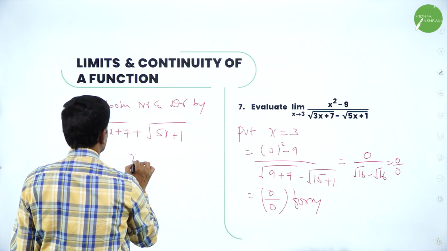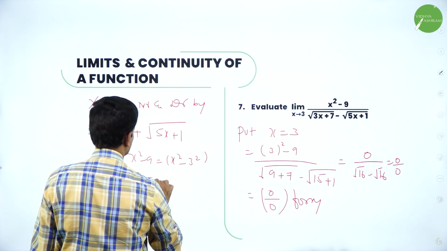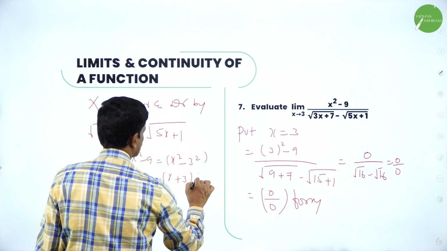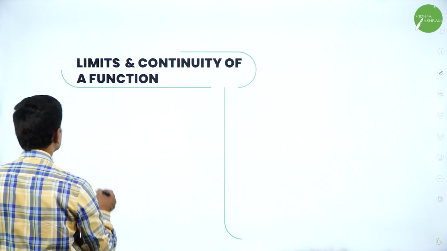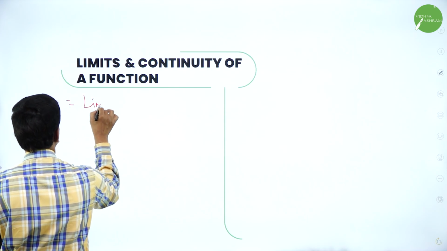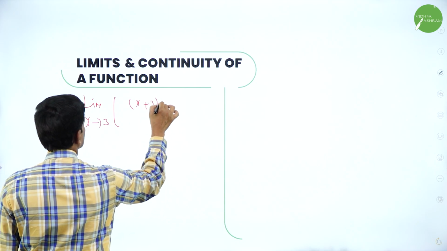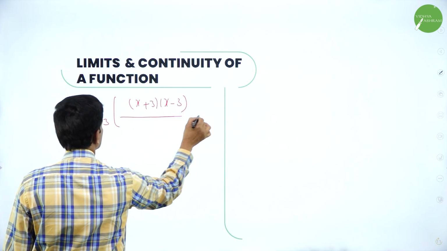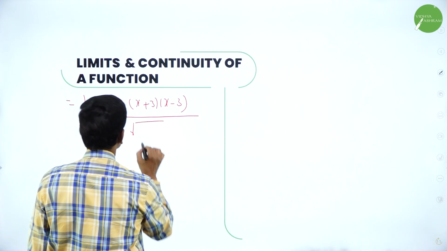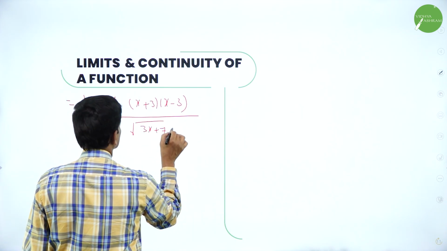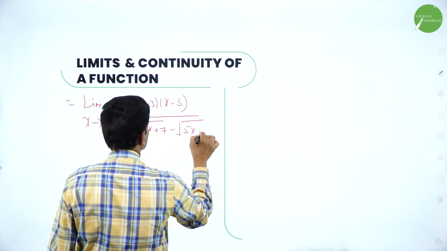And this x square minus 9 can also be written as x square minus 3 square. This is equal to x plus 3 into x minus 3. Okay. Now I'll move to the next page. This is equal to limit x tends to 3 of x plus 3 into x minus 3 divided by, in the denominator, square root of 3x plus 7 minus square root of 5x plus 1.